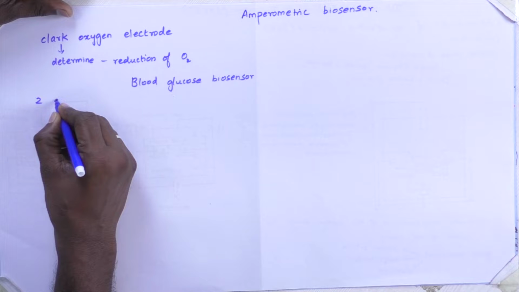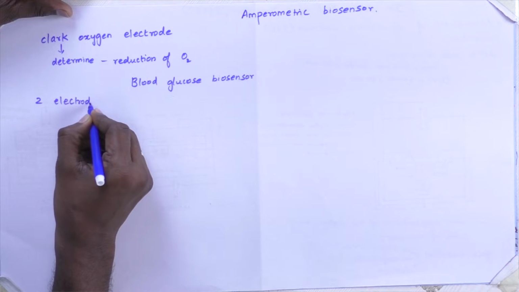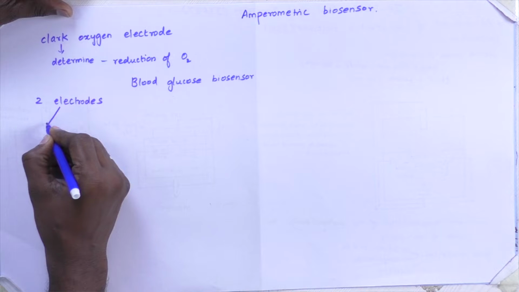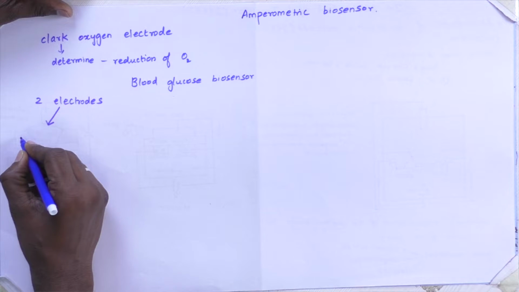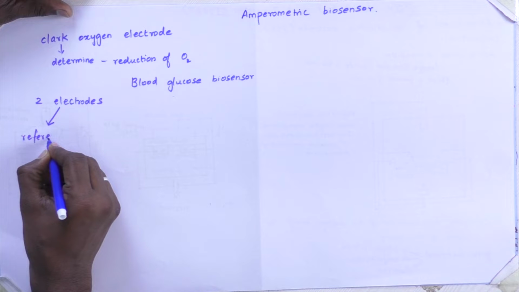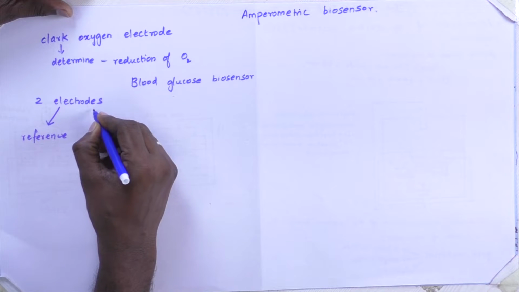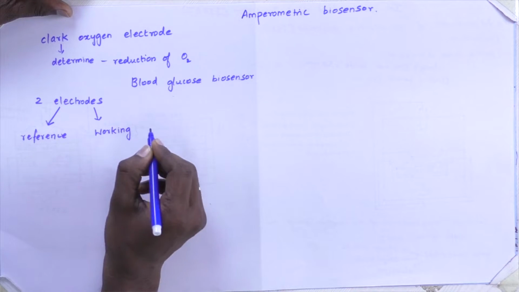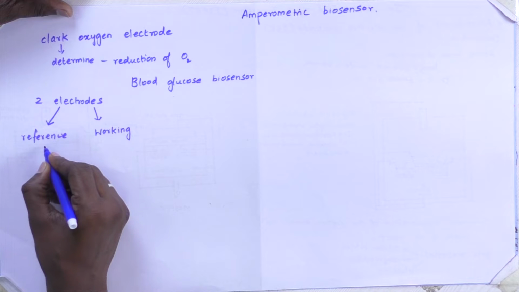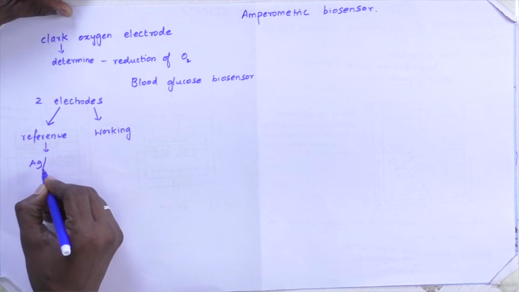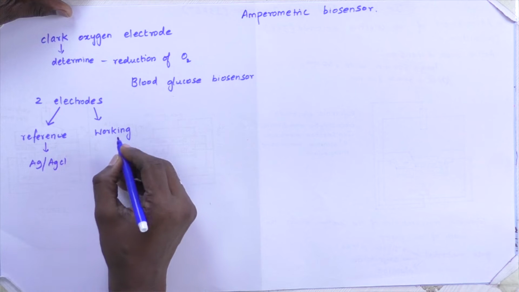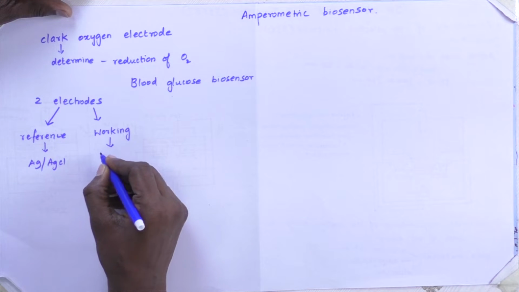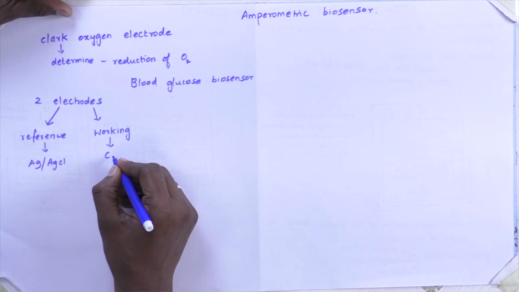Now let us see the construction and working of the blood glucose biosensor. It consists of two electrodes. One electrode acts as a reference, the other acts as a working electrode. Here AgAgCl is used as the reference electrode and carbon is used as the working electrode.